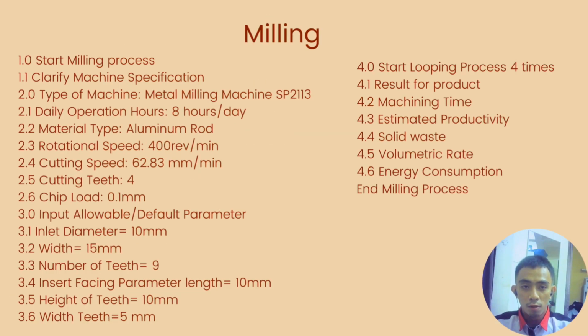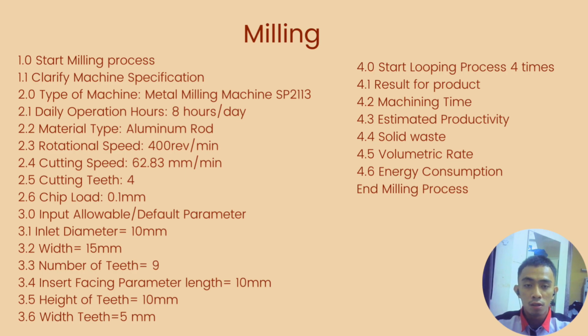Okay, next, what about milling? First step is start milling process, then verify machine specification. The type of machine that we use is metal milling machine SP2113. Daily operation is 8 hours per day. The material type that we use is aluminum rod. Rotational speed is 400 rev per minute. Cutting speed is 22.8 mm per minute. Cutting feed is 4. Chip load is 0.1 mm.